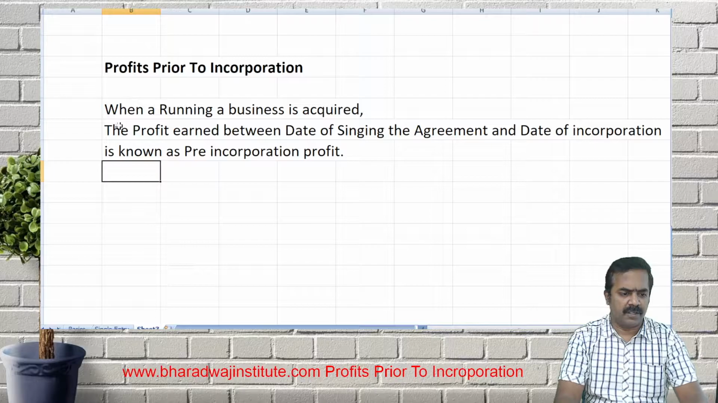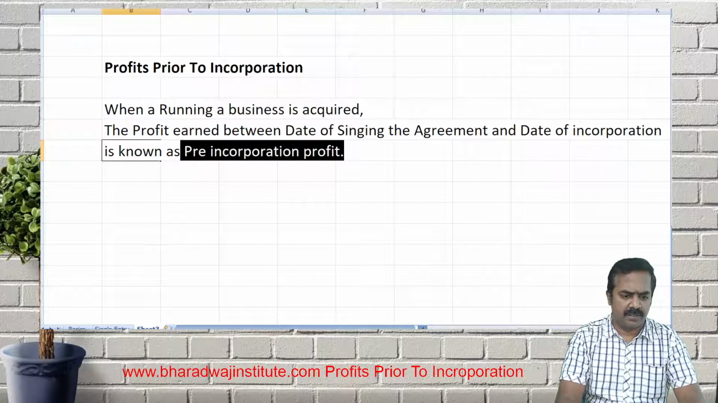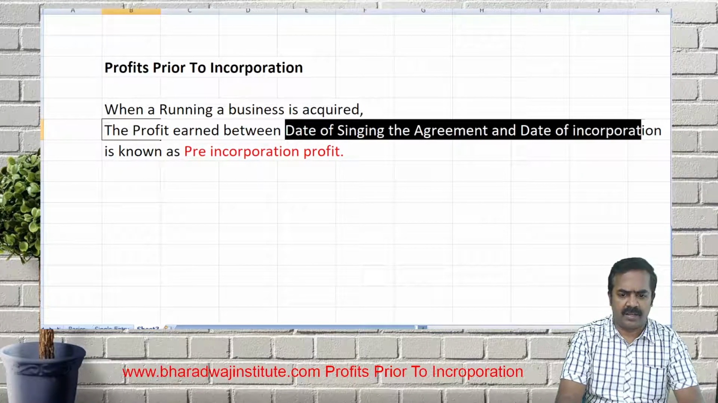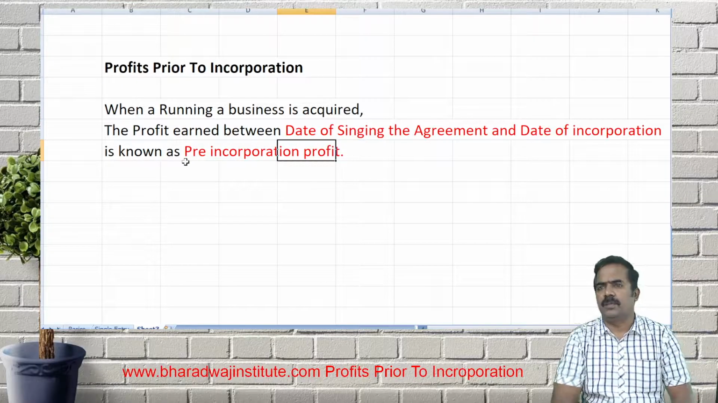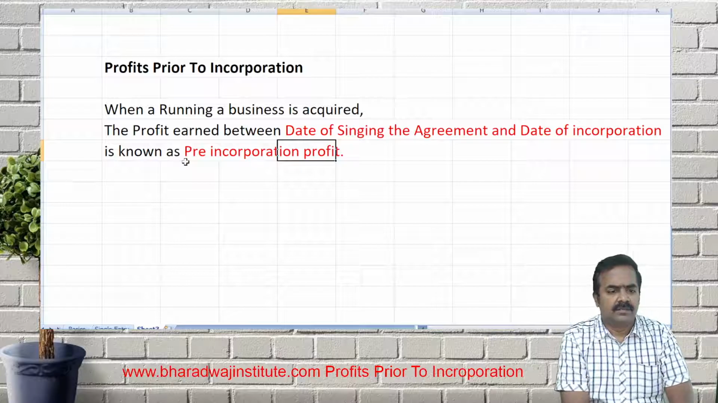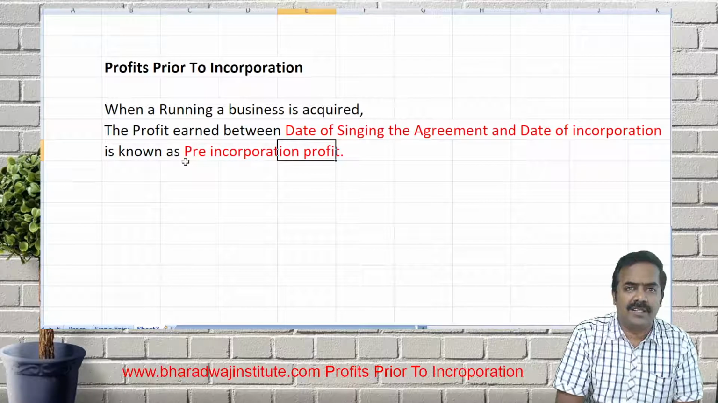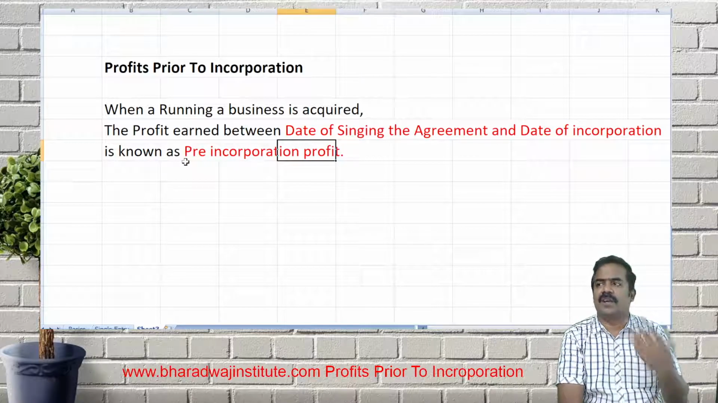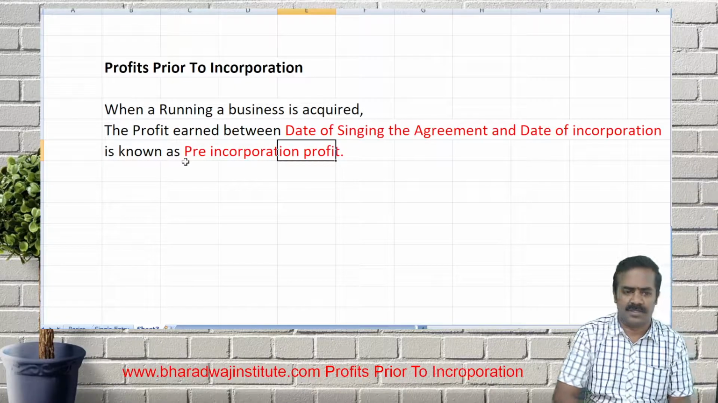Is known as which profit? Pre-incorporation profit. So from the date of signing the agreement and what? Date of incorporation, whatever is earned, known as which profit? Pre-incorporation profit. Okay, this will not arise in case of which one? A company started to start a new business, where you will start business only after incorporation.